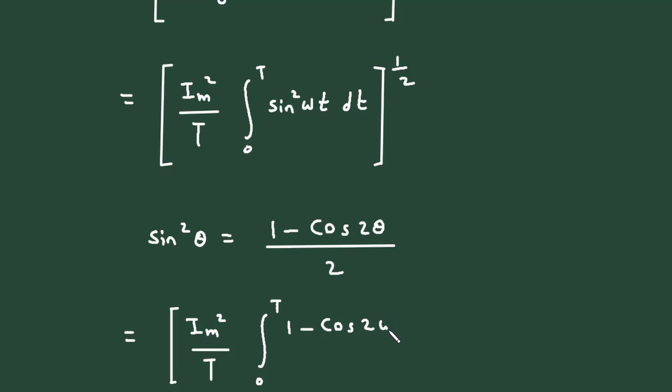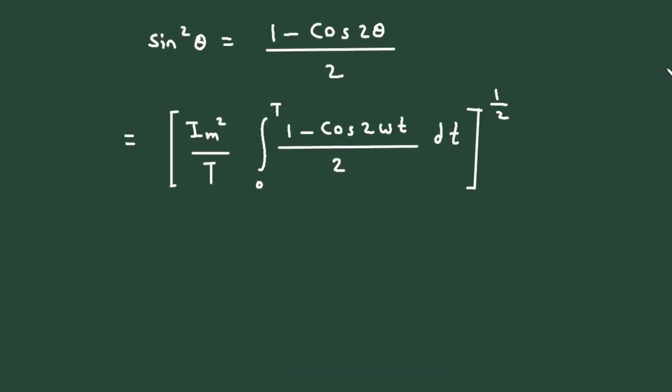So 2 omega t divided by 2, dt. Bracket close to the power 1 by 2. Now here this 1 by 2, this 2 is constant, so we can take this outside. So let's copy this again.